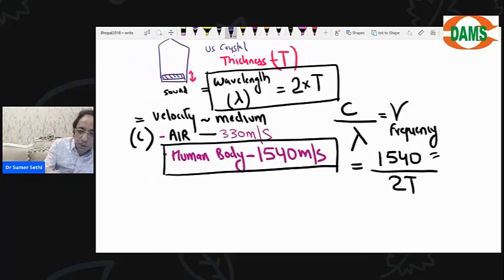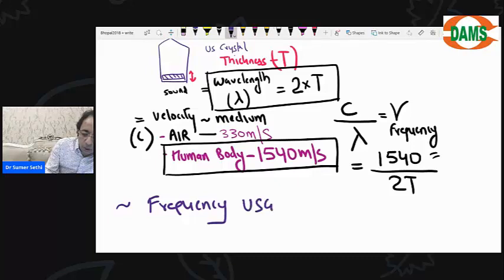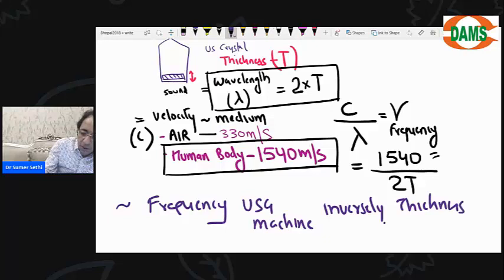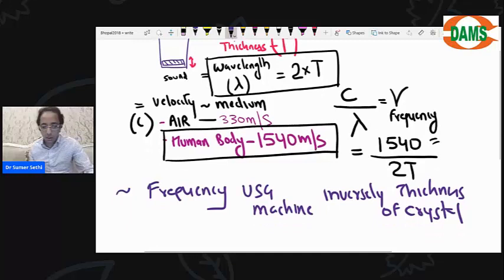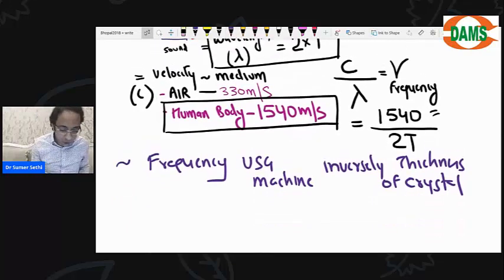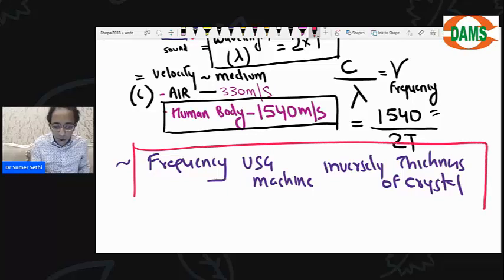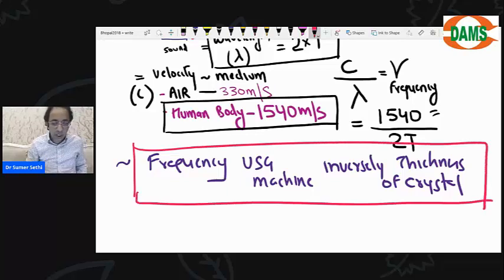The reason I'm telling you this is because in a previous JIPMER MCQ, they asked: the frequency of sound produced in an ultrasound machine is inversely proportional to the thickness of the crystal used. Is it true or false? Frequency of ultrasound produced by an ultrasound machine is inversely proportional to thickness of the crystal.